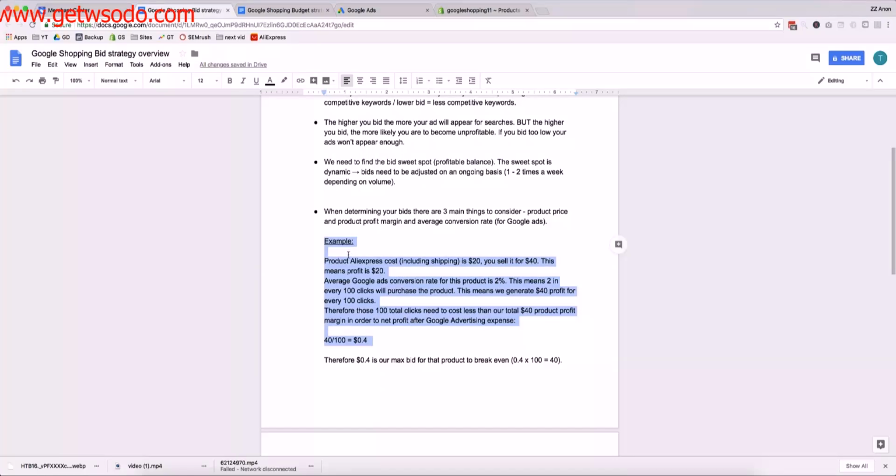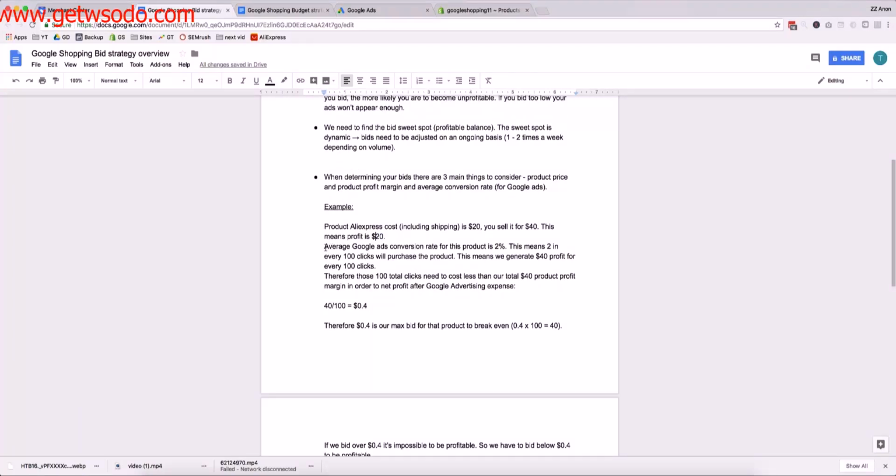So let's say we're selling a product on AliExpress. Let's use the same example again, a whiteboard. The product on AliExpress costs us $20 and then we sell it on our store for $40. This means our profit is $20. This is our gross profit, because we're not taking into account any advertising expense, we haven't sold it yet. So there's $20 gross profit, not including any other expenses.